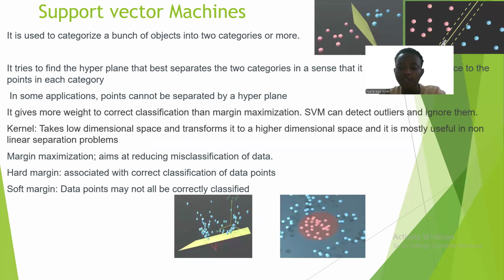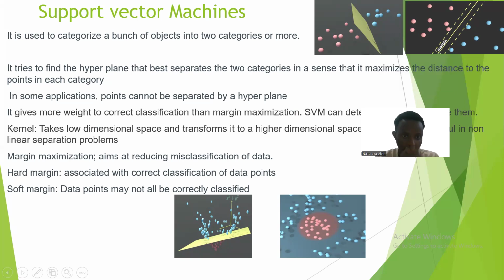Talk about support vector machines. Support vector machines are used to classify, to categorize a bunch of objects into two categories or more. So they perform a classification task by drawing a hyperplane that is in 2D or in 3D, as you can see here. Yes, you're aiming at categorizing a bunch of objects so that one category goes to one side and the other goes to the other, as you can see here.